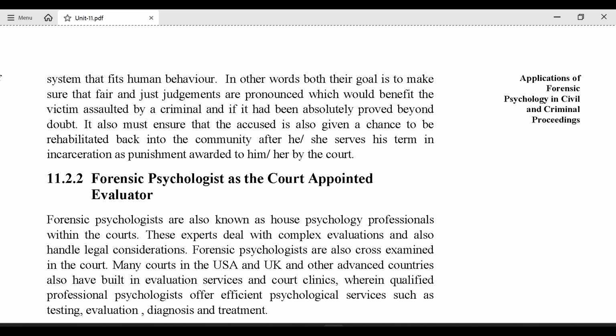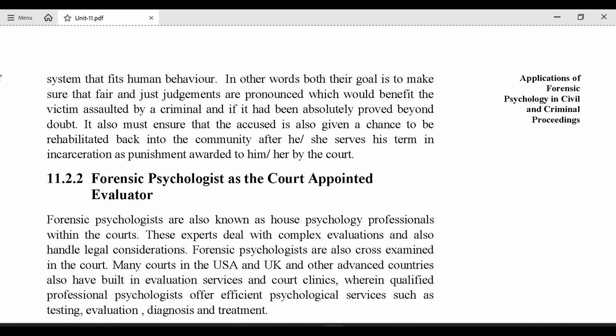11.2.2 Forensic psychologist as the court-appointed evaluator. Forensic psychologists are also known as house psychology professionals within the courts. These experts deal with complex evaluations and also handle legal considerations. Forensic psychologists are also cross-examined in the court.